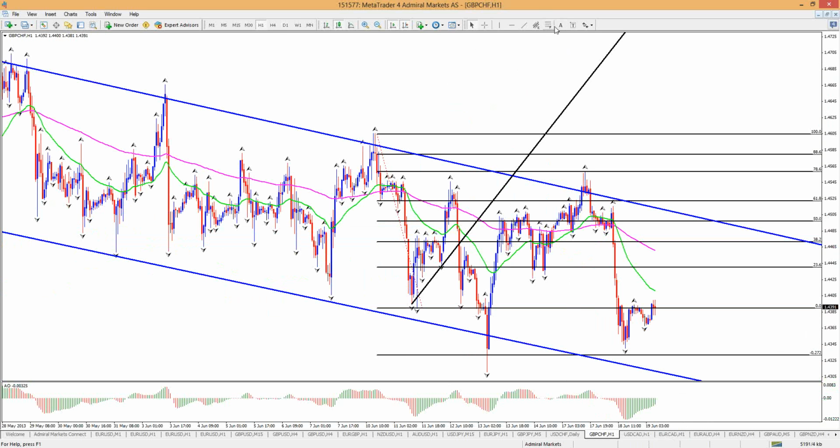Pound Swiss could be interesting, I think, because we made a pretty good break here, and a nice down move.